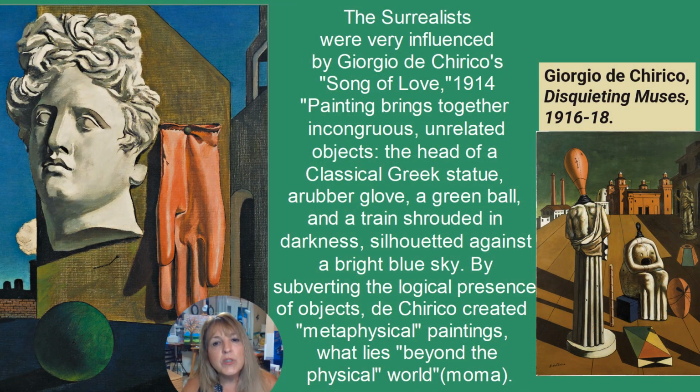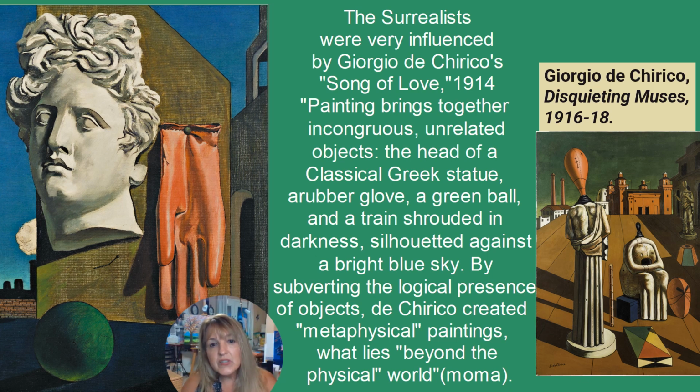So they were very influenced by Giorgio de Chirico's Song of Love, 1914. This was the catalyst for many of the surrealists. This particular work inspired them. The disparate parts of classical art, the classical sculpture, and then you have this rubber glove, and then you have this background of bright blue, and the palette here looks a lot like Salvador Dali, but it is indeed by Giorgio de Chirico. And then we also have Disquieting Muses, 1916, 1918.